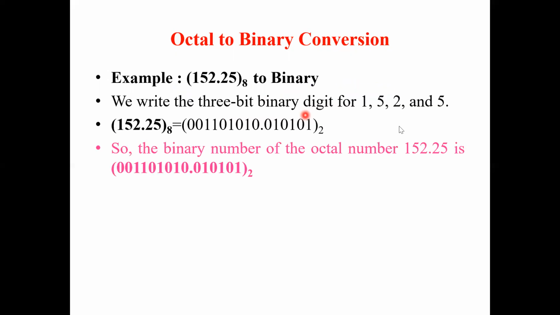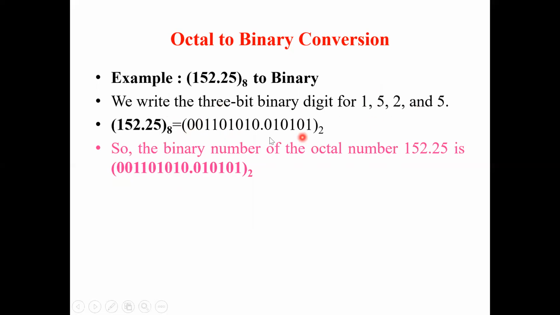So if you see, for 1, 5, 2 and 5: 2 is 0, 1, 0. Here you can see 2, 0, 0, 1. Then 1, 1, 0, 1, 1, 0, 1, and then 0, 0, 1. You might discard this 0 when you want to write the answer. You can keep it, no problem.